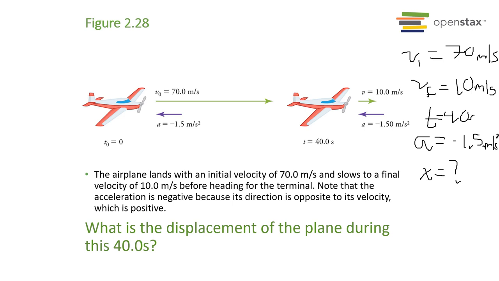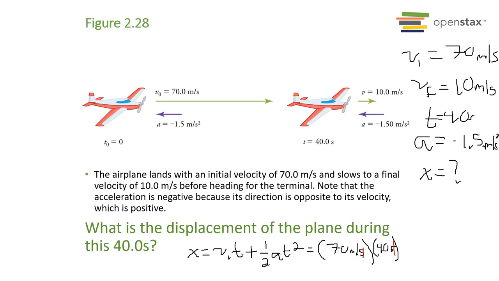So we get displacement is initial velocity times time plus 1/2 acceleration times time squared. That's our kinematics equation. And then when we sub in, remember sign convention is very important. We have 70 meters per second times 40 seconds. Pay attention to units. Seconds cancel, which gives us meters, so everything's good so far.